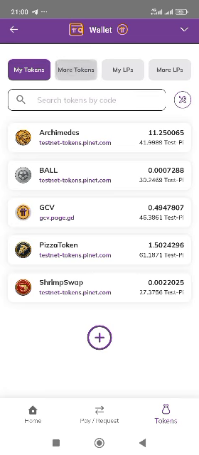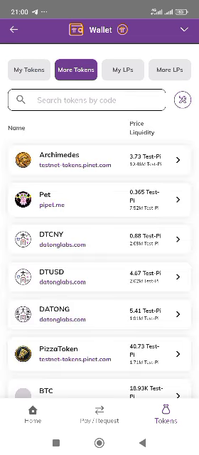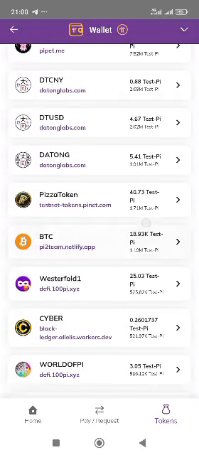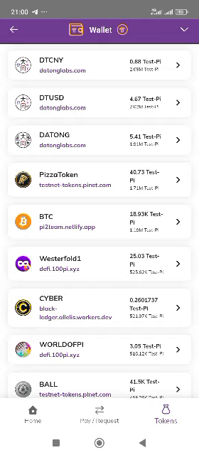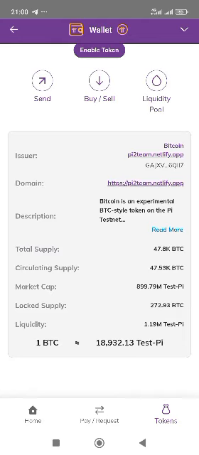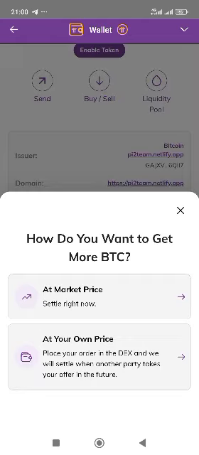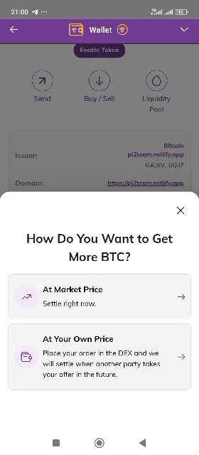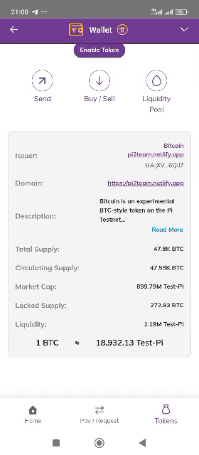So if you click it, if you are interested in any of the tokens, you believe that in future the token can appreciate. If it is Bitcoin, you can swap your money to Bitcoin. You just come here, you click this at market price. It means you want to use the Pi you have to buy this token, which is BTC.